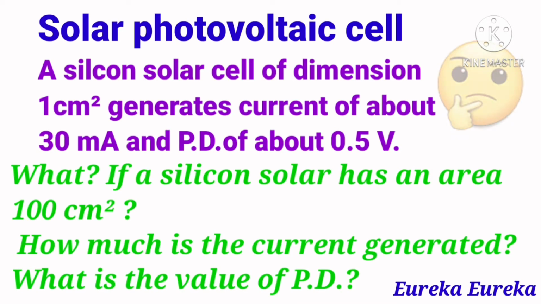Now here is a statement. A silicon solar cell of dimension 1 centimeter square generates current of about 30 milliampere and potential difference of about 0.5 volt. Then what if the solar cell has dimension 100 centimeter square?